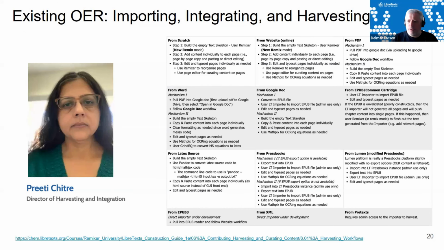We have multiple workflows to facilitate integrating existing materials, whether it's from scratch or a website, a PDF, Word, Google Doc, Common Cartridge, LaTeX, Pressbooks, Lumen, EPUB, XML, PreTeXt, and other things. There's a range of different workflows because each of these formats has its own unique structure, and they're not designed to interconvert very conveniently, unfortunately. And I'm not sure if it ever would be convenient to move forward off of that.